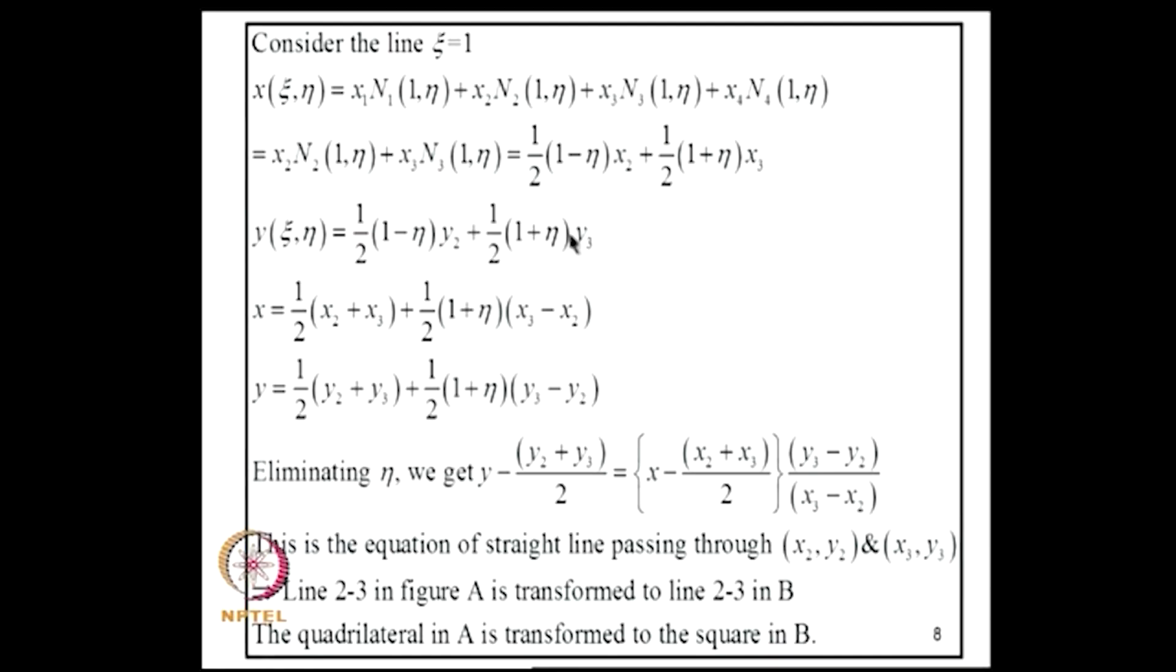Similarly, the y coordinate also gets mapped to another linear function of eta, and I get x and y to be this. Now, I can eliminate eta from this and get the equation in the xy plane. So, if you do that, I get y minus this equal to this minus this. What I am doing is taking this to the left side, this to the left side and dividing, this 1 plus eta gets cancelled, this is what I get. Now, this is actually the equation of a straight line passing through x2 y2 and x3 y3. So, we conclude that line 2 3 in figure A is transformed to line 2 3 in figure B.